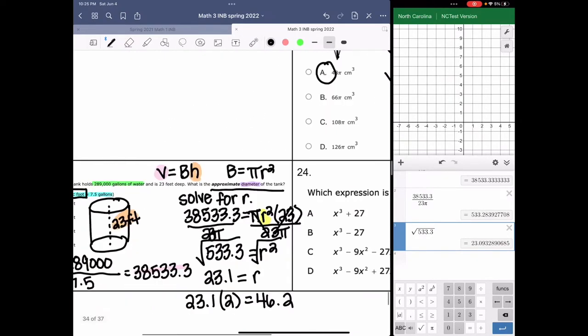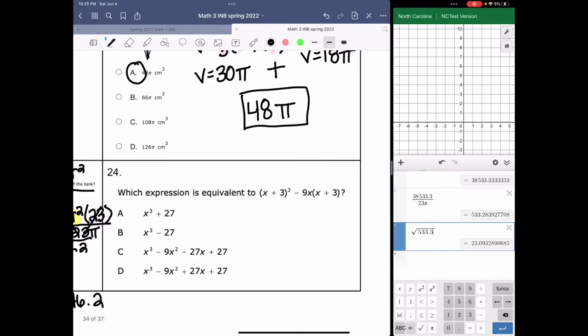All right, so for 24, that should have already been done. For 24, you would have done this in Desmos, and you would have matched the graphs. And you should have got that the answer was A.